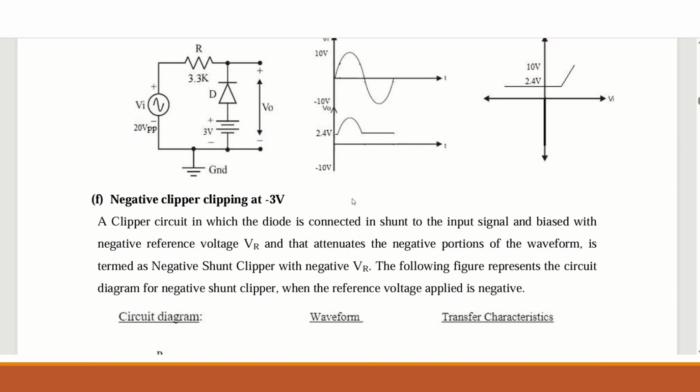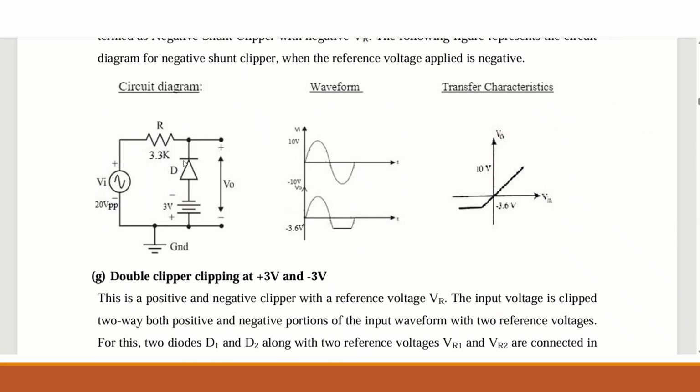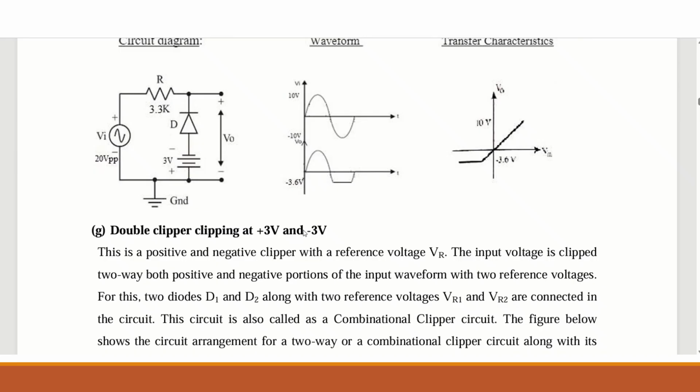output terminal. In the same scenario, when we apply a negative clipper with a negative biasing, the effective voltage will become minus 0.6 minus 3, that is, minus 3.6 volt. Here the terminal potentials are calculated when two battery sources are connected in series, meaning the effective voltage is the sum of the voltages applied in series. Here minus 0.6 plus minus 3, the effective voltage at the output terminal becomes minus 3.6.